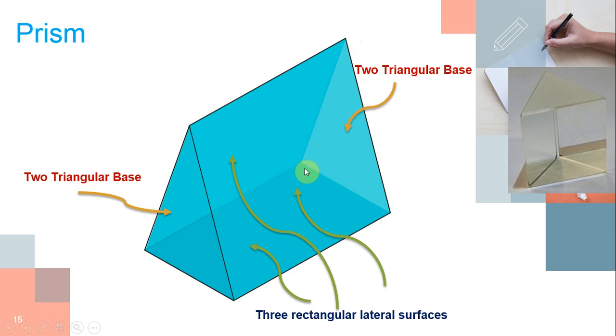This is the triangle, and another one is a rectangular part. This is the rectangular part. Opposite side and base of the prism are also rectangular lateral surfaces. So it has two triangular bases and three rectangular lateral surfaces.